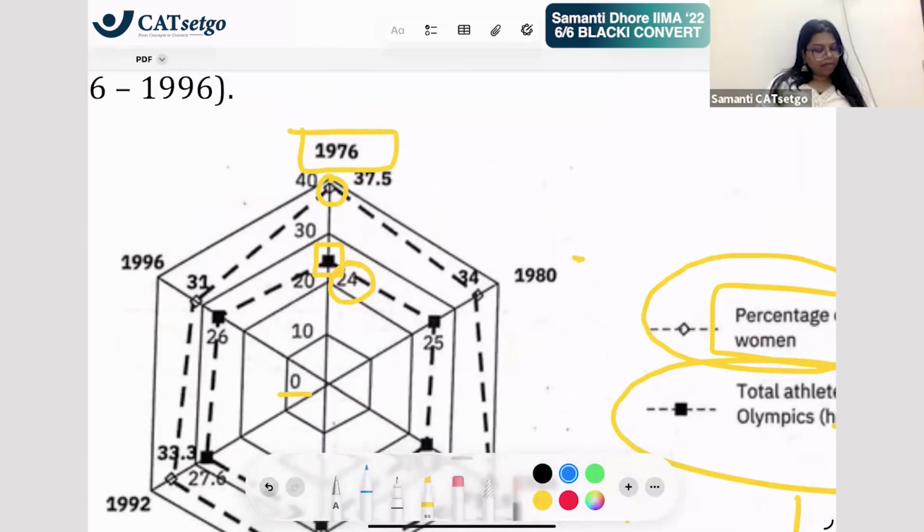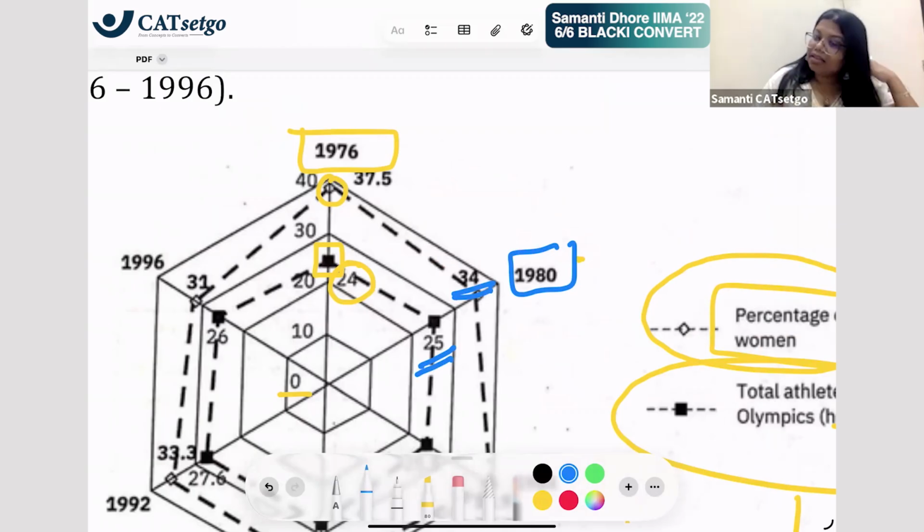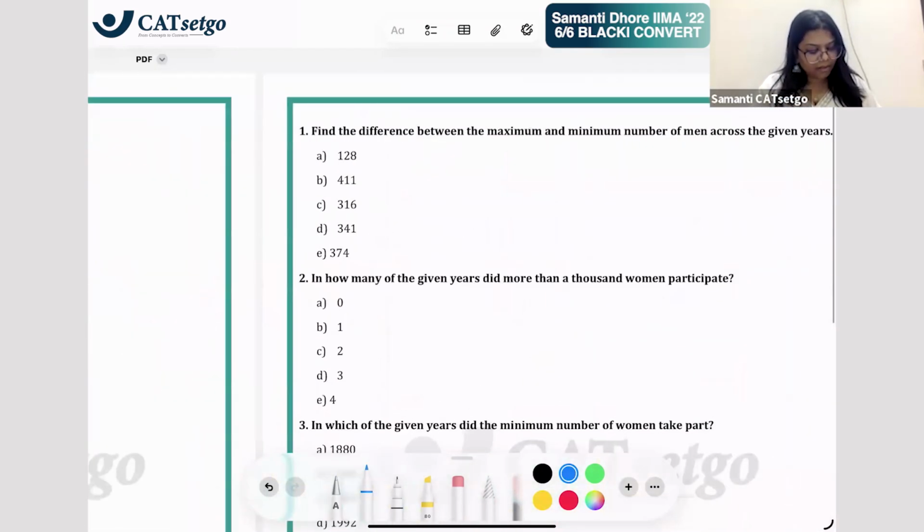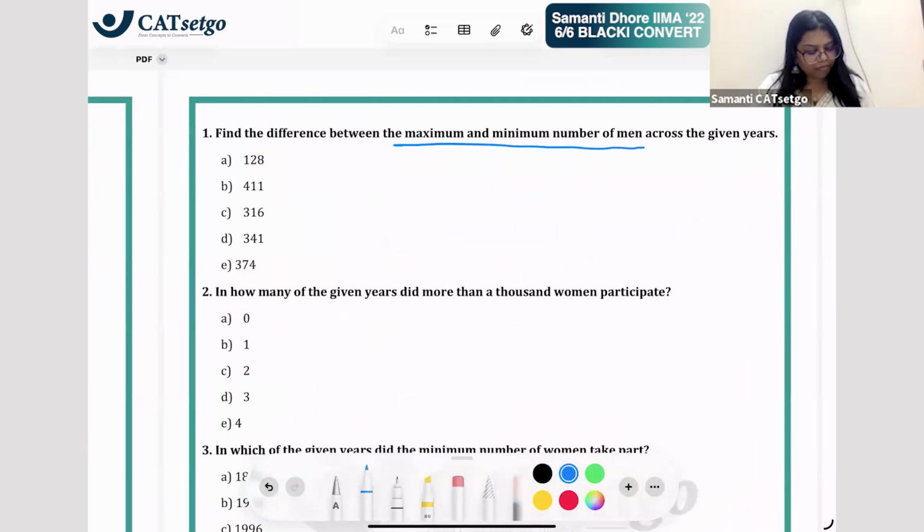So basis that you were supposed to answer. वैसे ही हमें क्या पता है? हमें पता है 1980 में 2500 people participated, and out of those 2500 we have 34% women, है ना? And the remaining 66% will be men. So we can be like, okay, 66% and 34% of 2500 I can calculate and I can determine. And similarly, you have to do for all the years. And basis that questions हैं, वो questions भी हमको attempt करने हैं. What is the maximum and minimum number of men across the years? What is the difference between them? So just spot the maximum, spot the minimum, and find the difference.